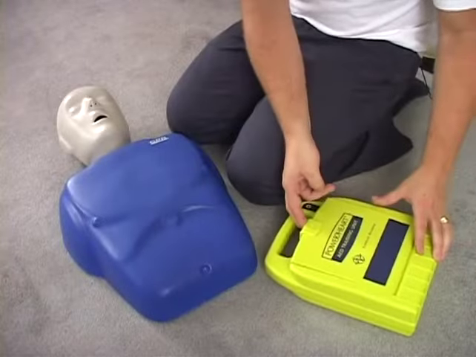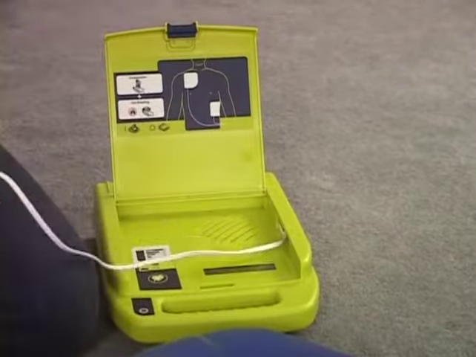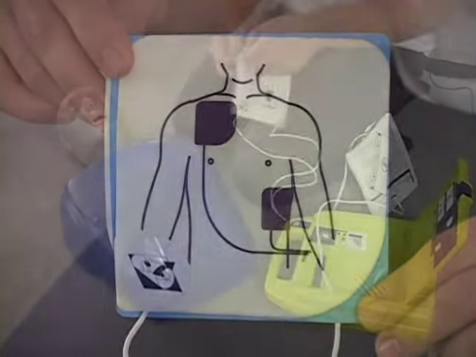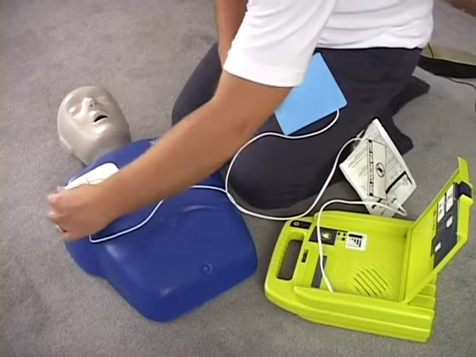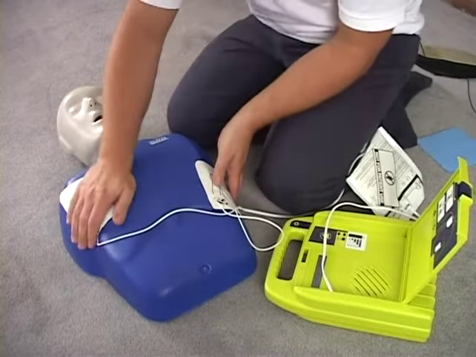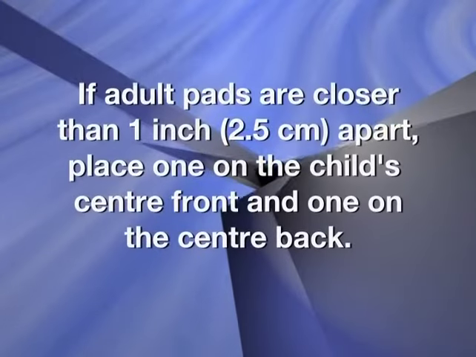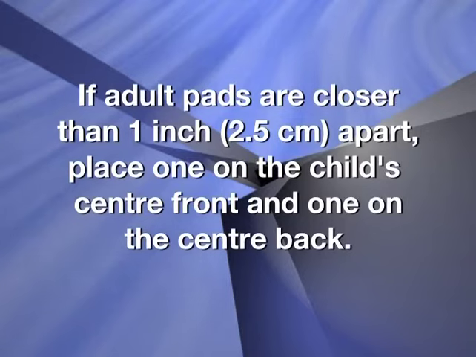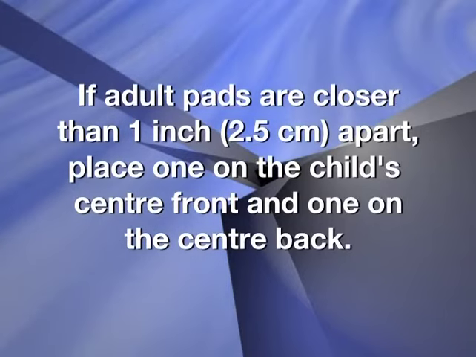If no child pads are available, use adult pads. Place the pads as illustrated. If adult pads are closer than 1 inch apart, place 1 on the child's center front and 1 on the child's center back.